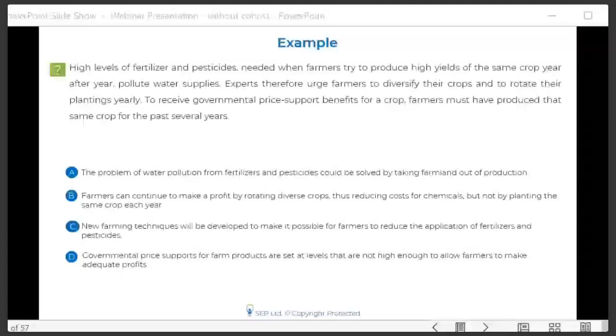It is possible in some scenarios that if the farmers grow the same crop to get the government support, they would have to grow the same crop and use high levels of fertilizers. It is possible that they can still make adequate profits. It is also possible they may not be able to make adequate profits. So choice D is not a 100% inferable piece of information from the paragraph.